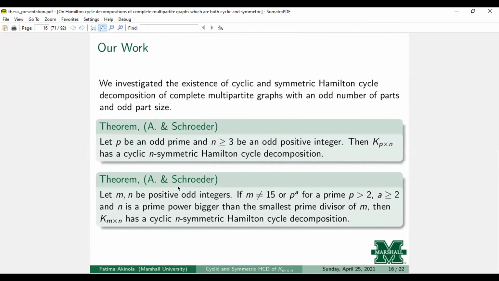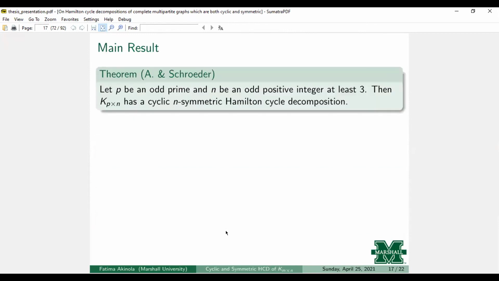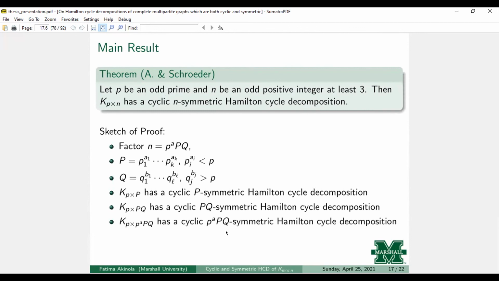But this was our main result: that every K p by n, where p is odd and n is also odd, has a cyclic decomposition. And every K m by n, where it satisfies these conditions, also has a symmetric Hamilton cycle decomposition. This was how we went about our proof. I think I can take questions at this time. I hope you all enjoyed that, and I really apologize for my tardiness.